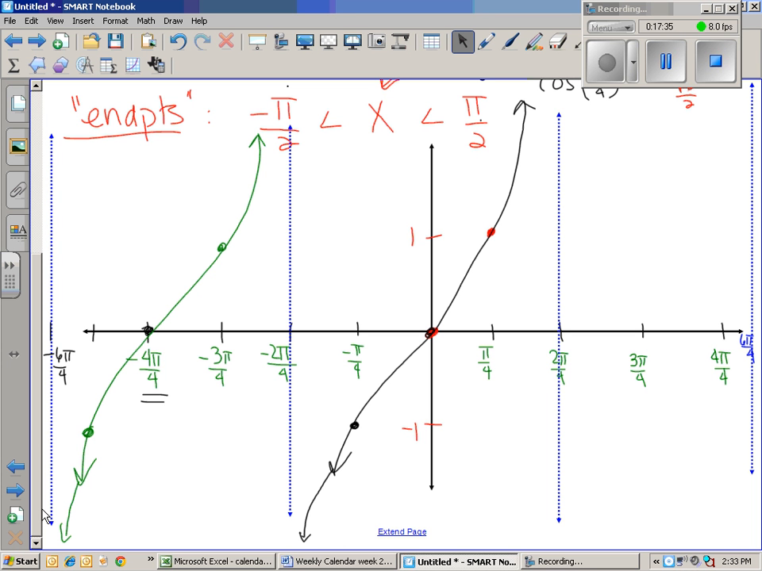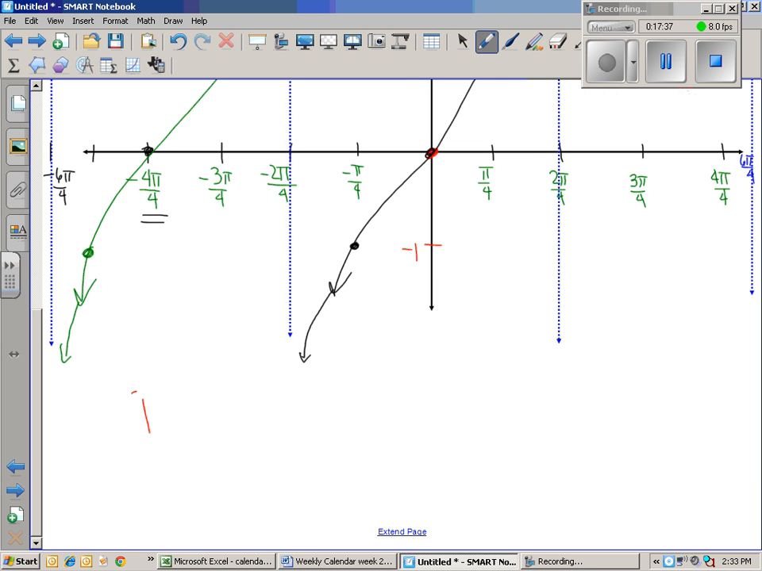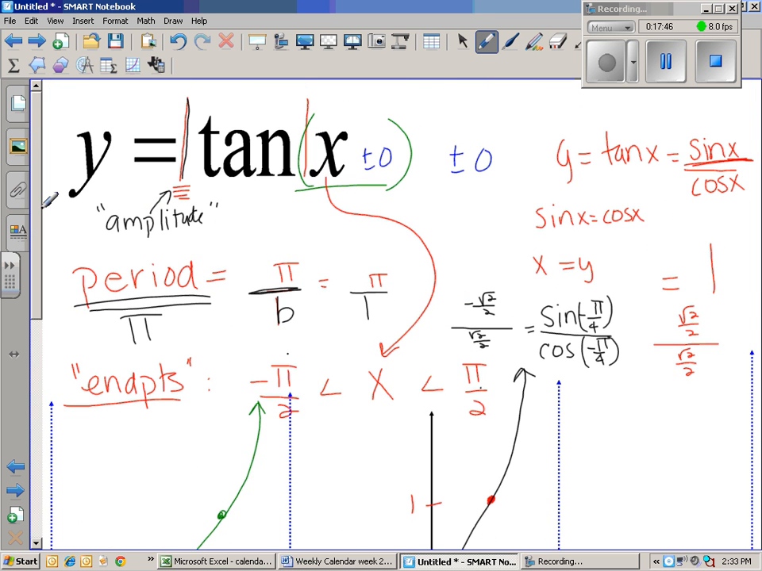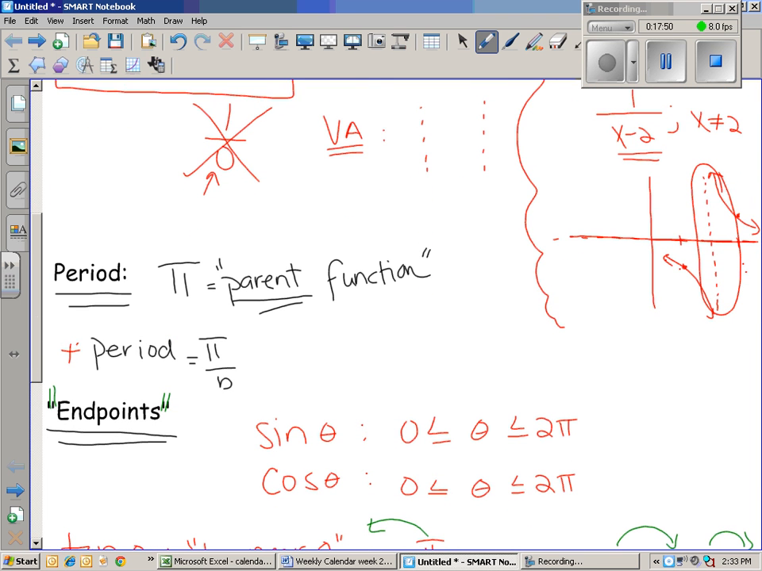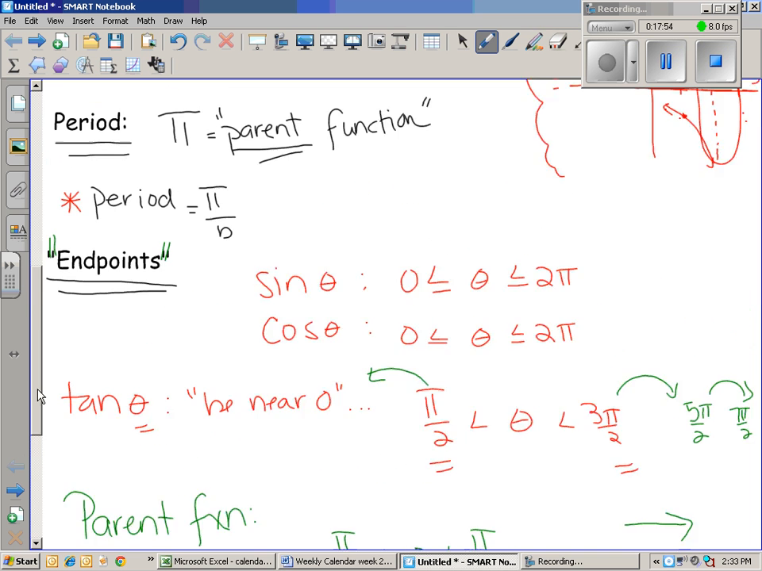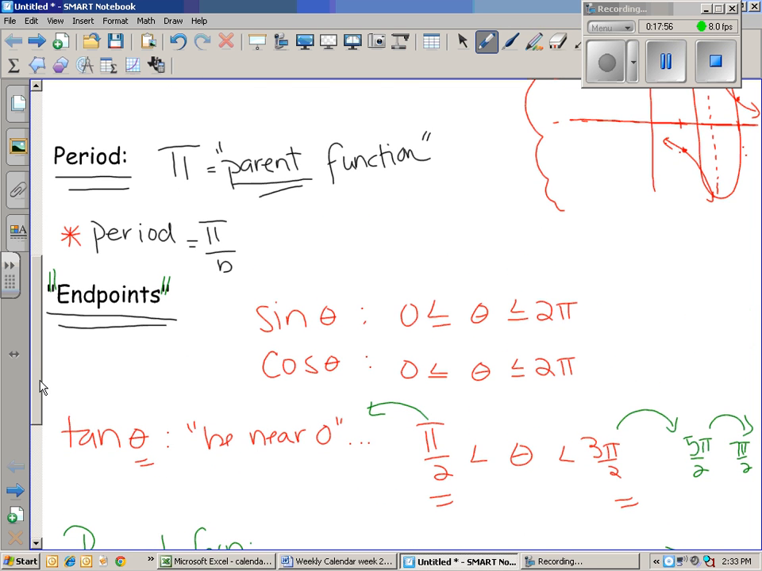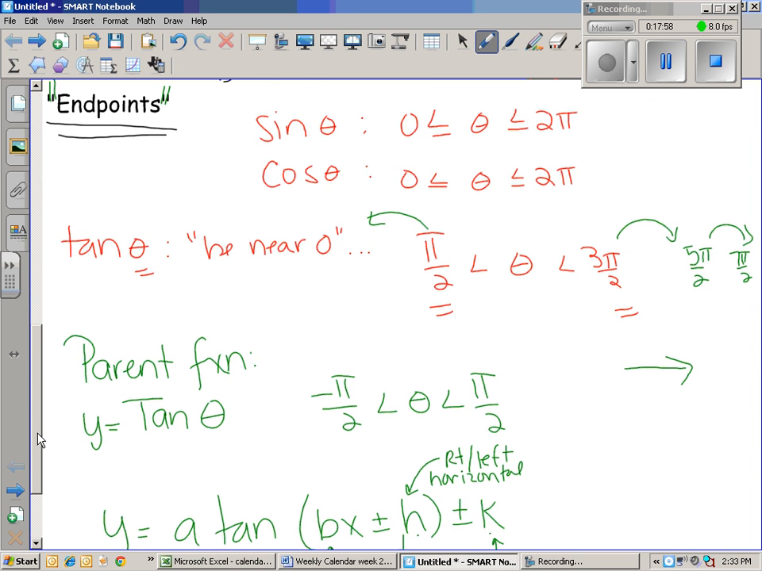So again, let us recap. Parent function, period. Pi over b. I hope that's the only place I made that error. Silly girl. Pi over b. Oh, good. Pi over b. Miss Collins, you're so smart. No, silly girl. I was writing it here. Okay, so anyways, done. Moving on.